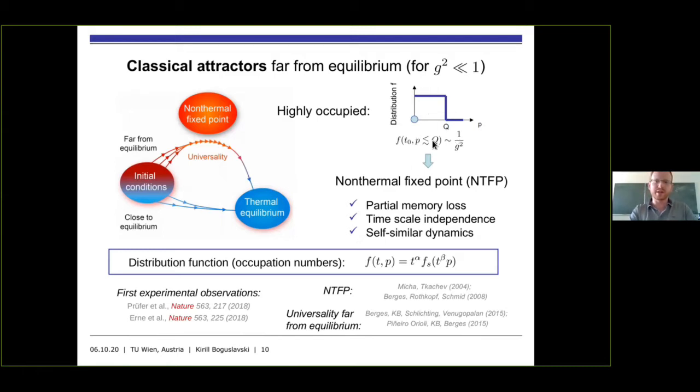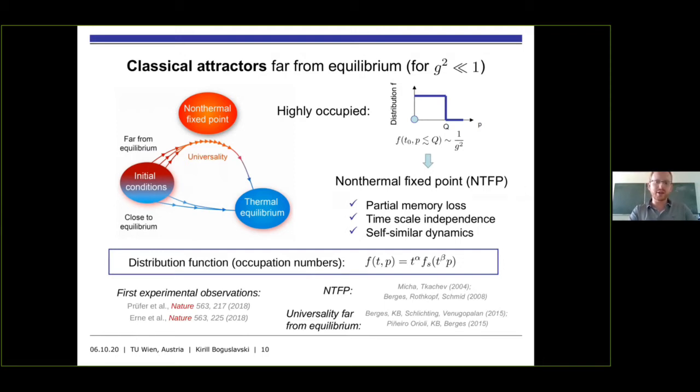What is important is that you have some overoccupation up to some typical momentum, which is smaller than the final temperature. Those initial conditions lead to a detour before actually thermalizing. In this detour, the system approaches a classical attractor, which is also called a non-thermal fixed point. And it shows universal behavior, which Shuajian already talked about yesterday.